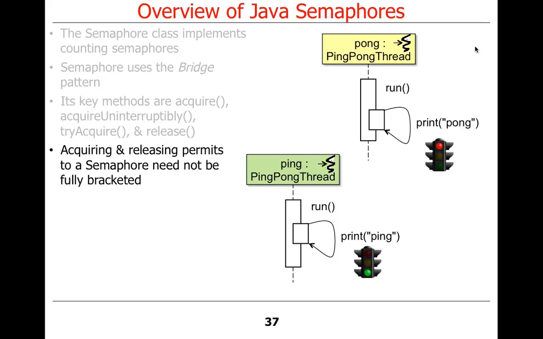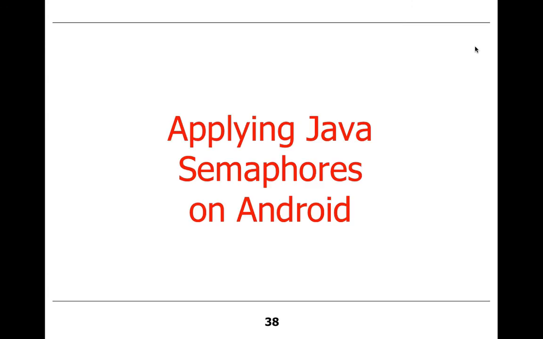Always remember that acquiring and releasing permits doesn't need to be fully bracketed, and we'll see this in our ping pong program that we'll look at later, because the ping thread blocks to get its semaphore, and when it's done, it goes ahead and releases the other semaphore so it can run, and when it's done, it releases the first one again. So it basically uses binary semaphores to do pinging and ponging back and forth in a coordinated manner. So the thread that acquires the lock is not the same one that releases it. It's the other guy that releases it.